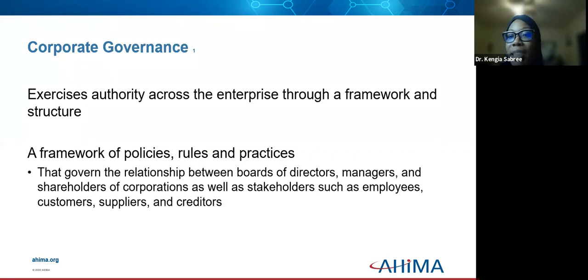Corporate governance is the terminology often used to describe the roles and responsibilities of the board of directors who protect the shareholders' interests in a publicly held company. Corporate governance exercises authority across the enterprise through a framework and a structure. The framework consists of policies, rules, and practices. Those practices govern the relationship between the board of directors, the managers, the shareholders of corporations, as well as the stakeholders who may be employees, customers, suppliers, or creditors.